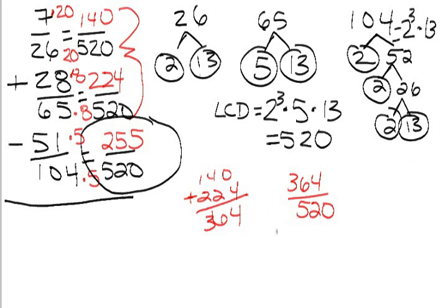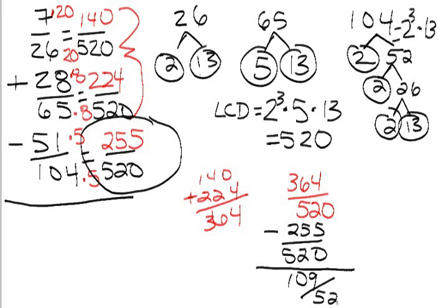So 364 over 520 minus 255 over 520. So we subtract 364 minus 255, and we're left with 109 over 520. And that fraction cannot be reduced, so that is our answer.